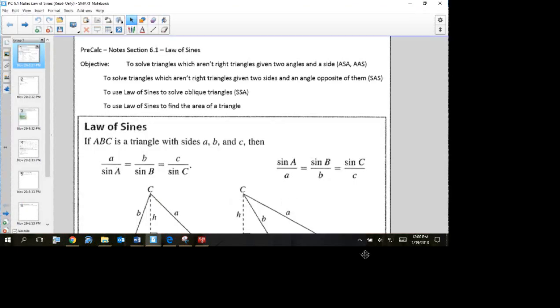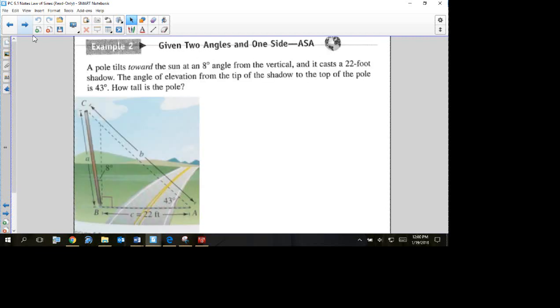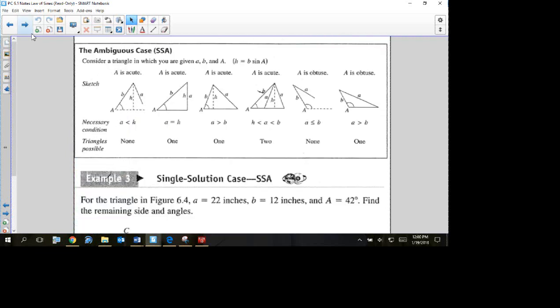All right, so we've already done law of sines, but we've actually only done 2 cases of law of sines. The first example was angle, angle, side: 2 angles and a side that's not between them. The second case was angle, side, angle: 2 angles with the side in between them. Both cases we did the first day were 2 angles and 1 side. Our case today is 2 sides and 1 angle.